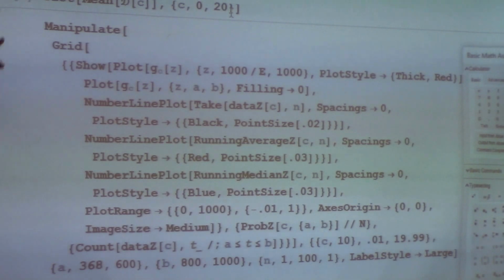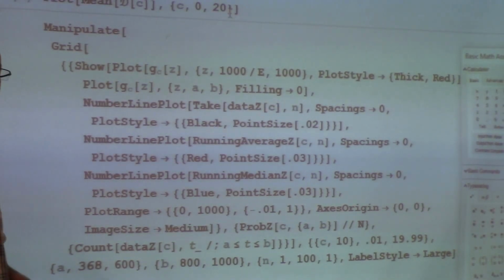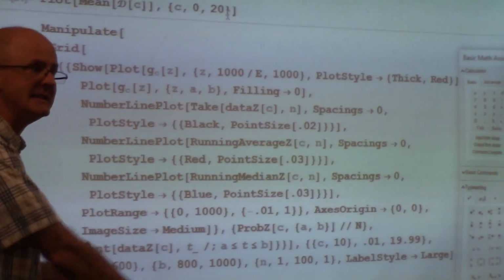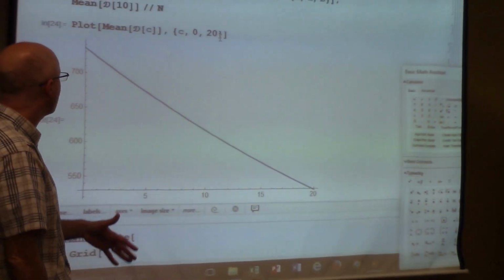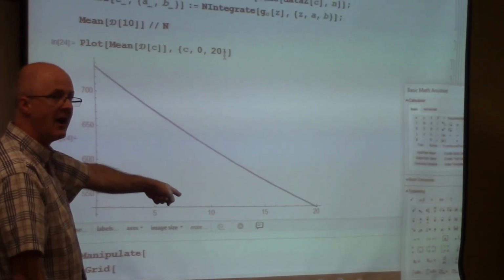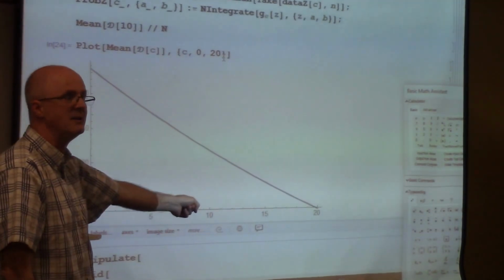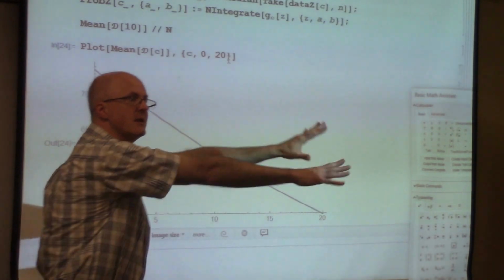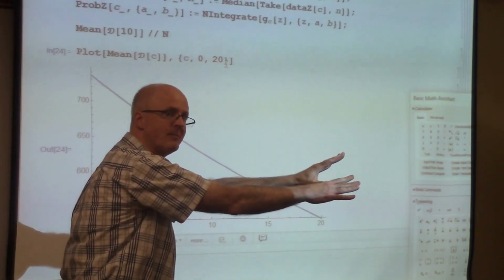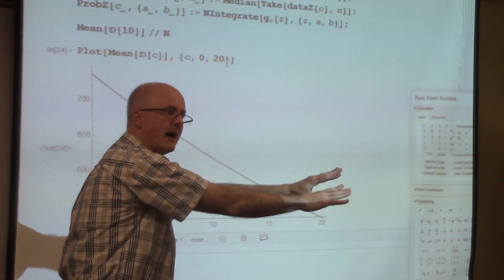I'm plotting the mean of Z for different C's. As C goes up, there we go, the mean goes down. The present value, on average, is smaller when C is higher, because most of the washing machines last longer when C is higher.